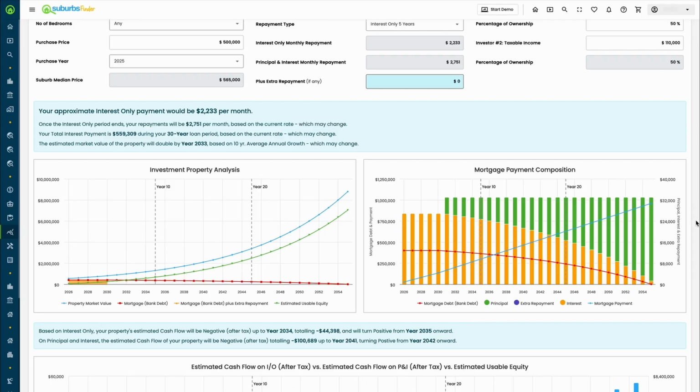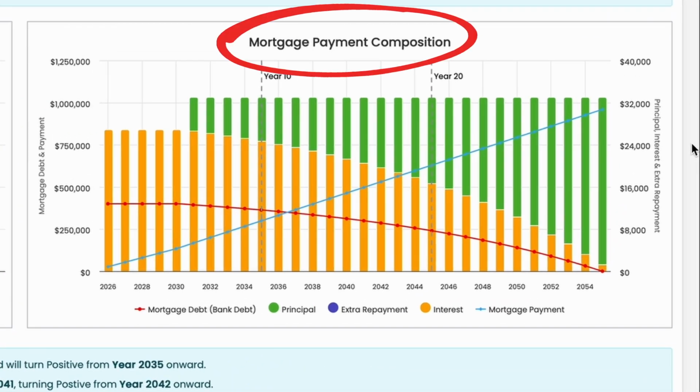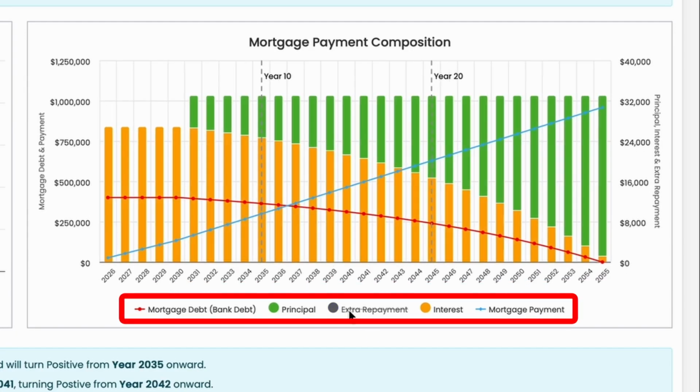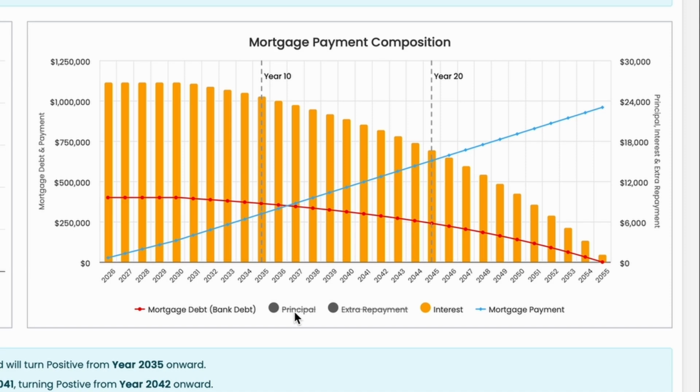The second graph is the mortgage composition graph. This one breaks down where your repayments go, interest, principal, and any extra repayments. It's more of a supporting view, helping you visualize how much of your money is going to the bank versus paying down your loan. You can toggle each element on or off to focus on what matters.